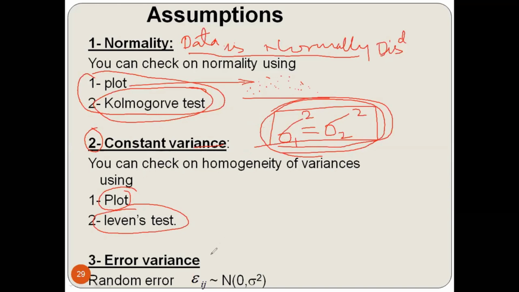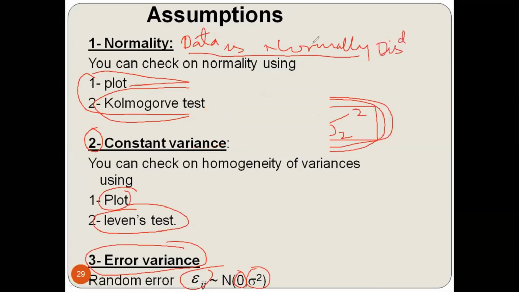The last one, the error variance. The error is distributed normally with a mean of 0 and with the error variance, right? So these are some of the assumptions.